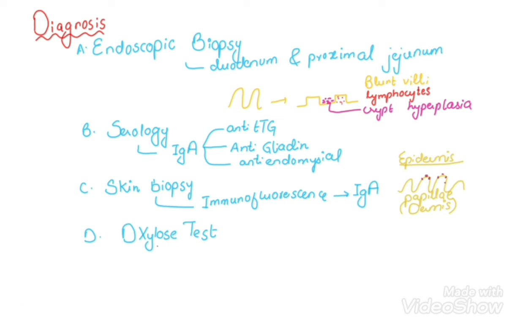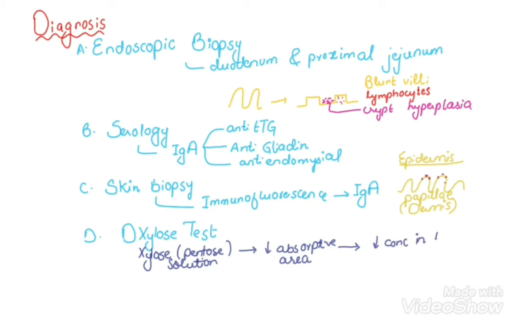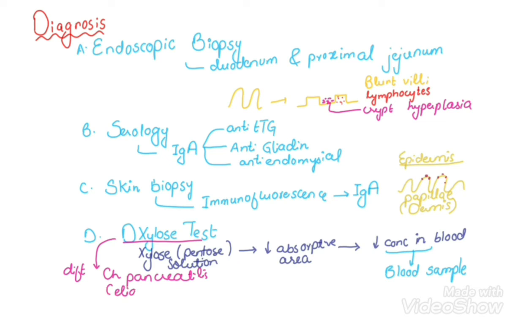D-xylose test is also done, and the patient is given a xylose solution, which is a simple pentose sugar. It does not need any enzyme and it is simply absorbed in the small intestine. But in a patient with celiac disease, his absorptive area is less, and therefore when we take a blood sample after ingestion, his blood levels of xylose are low. It helps differentiate chronic pancreatitis, which also has steatorrhea, just like celiac disease. But in chronic pancreatitis, there are no enzymes. Xylose does not need any enzyme, therefore blood levels of xylose in chronic pancreatitis are high, whereas they are not in celiac.